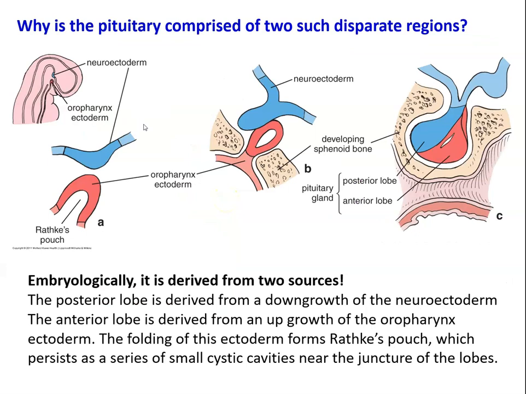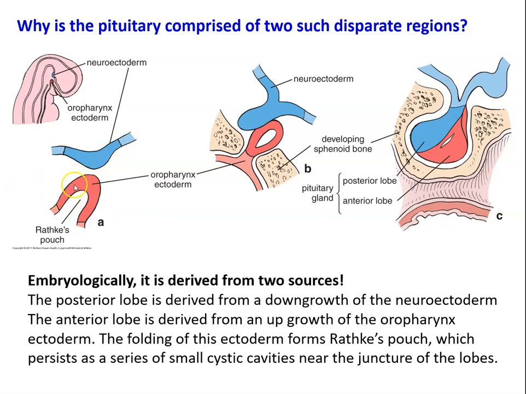So why is the pituitary comprised of two such disparate regions? The reason is, embryologically, it's derived from two different sources. The posterior lobe is derived from a downgrowth of the neuroectoderm, and that's shown here, the beginning of that downgrowth. The anterior lobe is derived from an upgrowth of the oropharynx, and that's shown here.